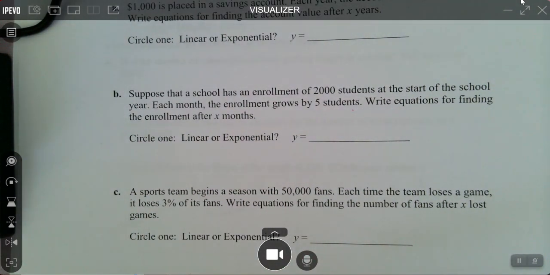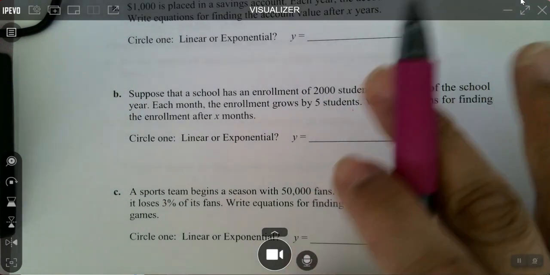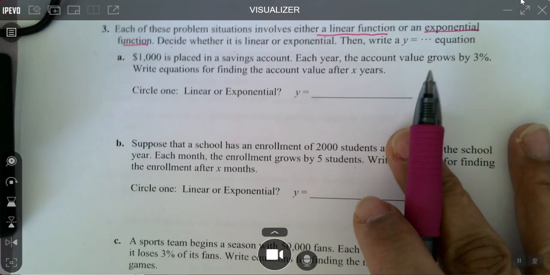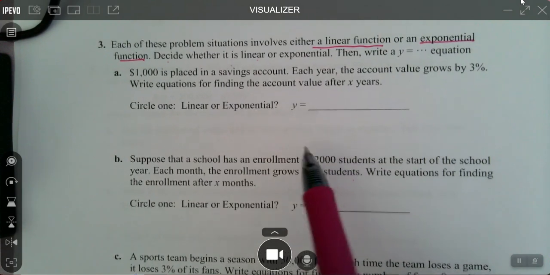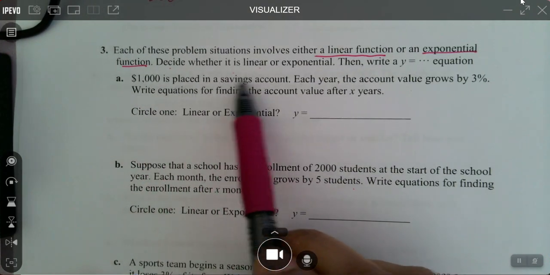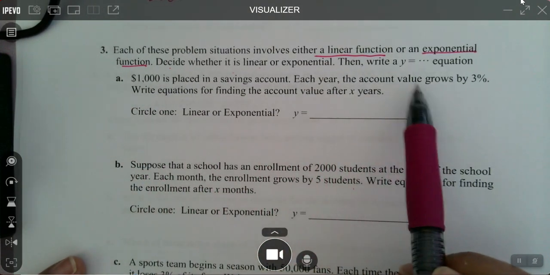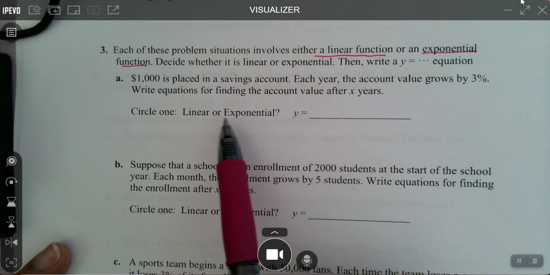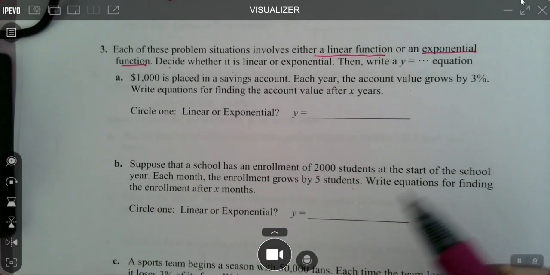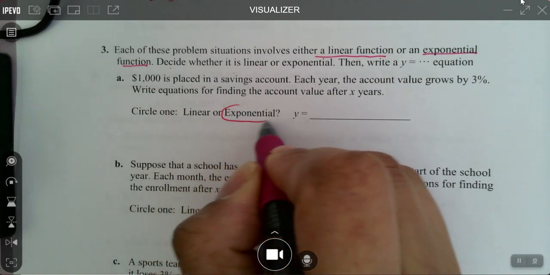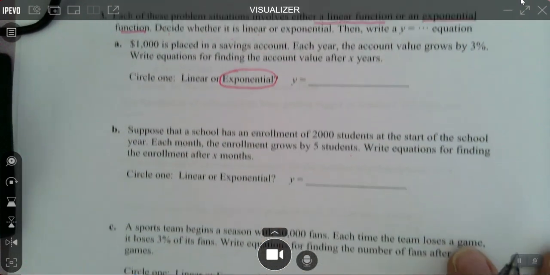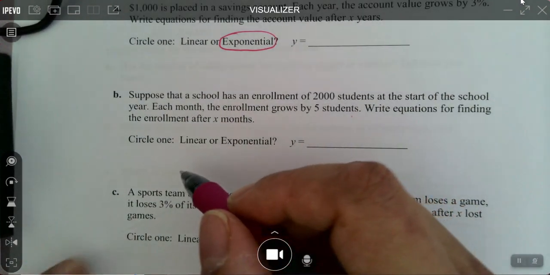Okay, you're just reading the first sentence. We're just determining whether it's linear or exponential. All right, Miles, 1,000 is placed in a savings account. Each year, the account value grows by 3%. Is this linear or exponential? Exponential, what gave it away? The 3%.